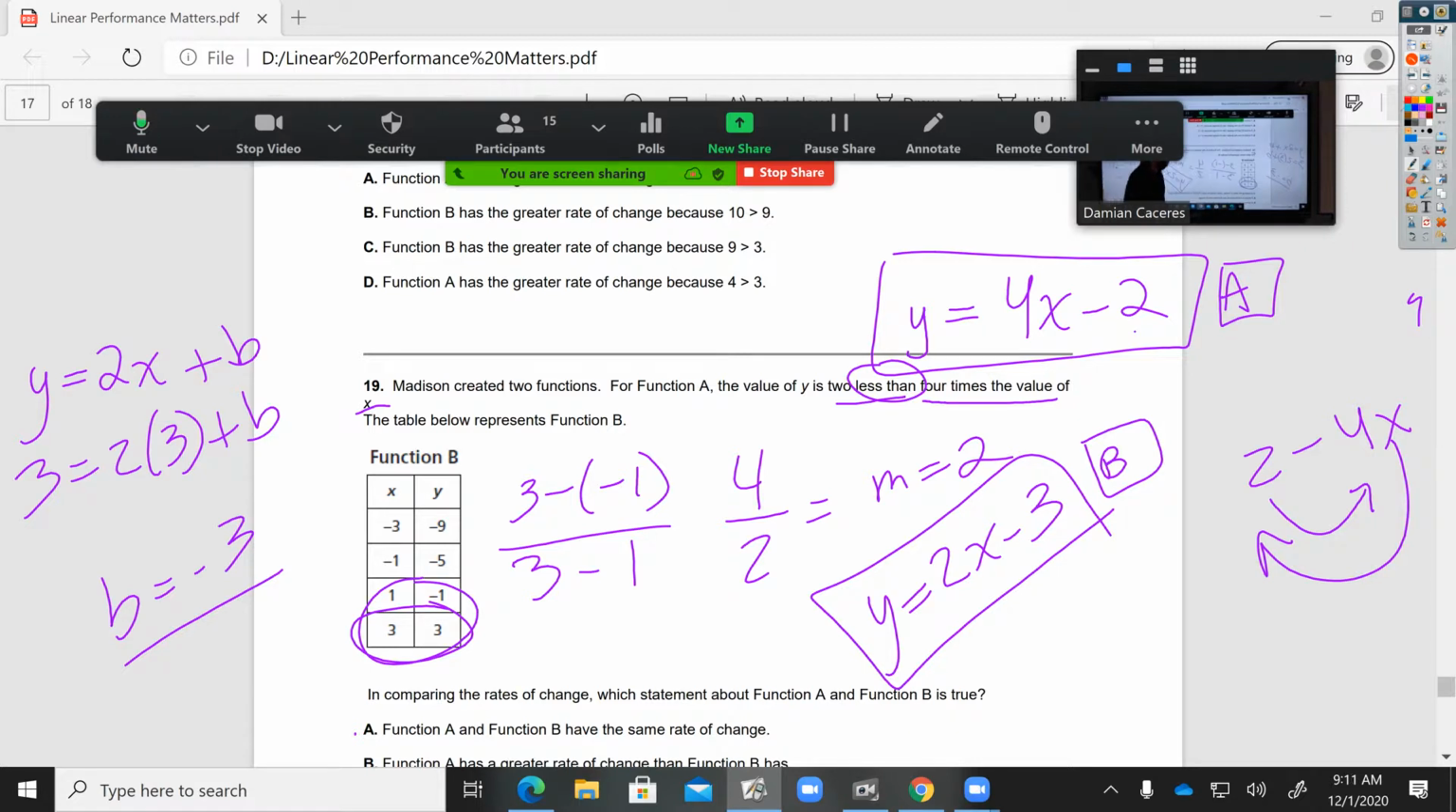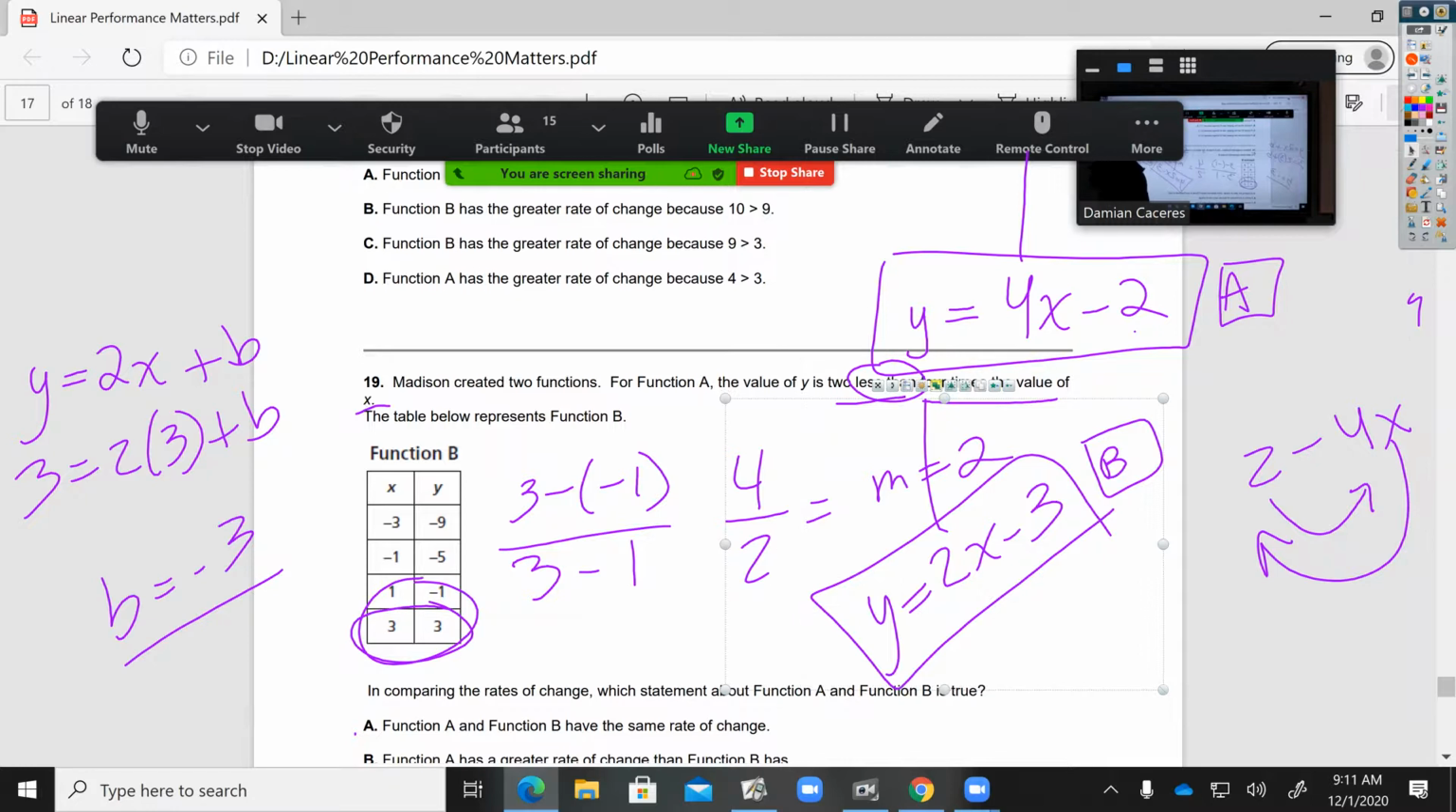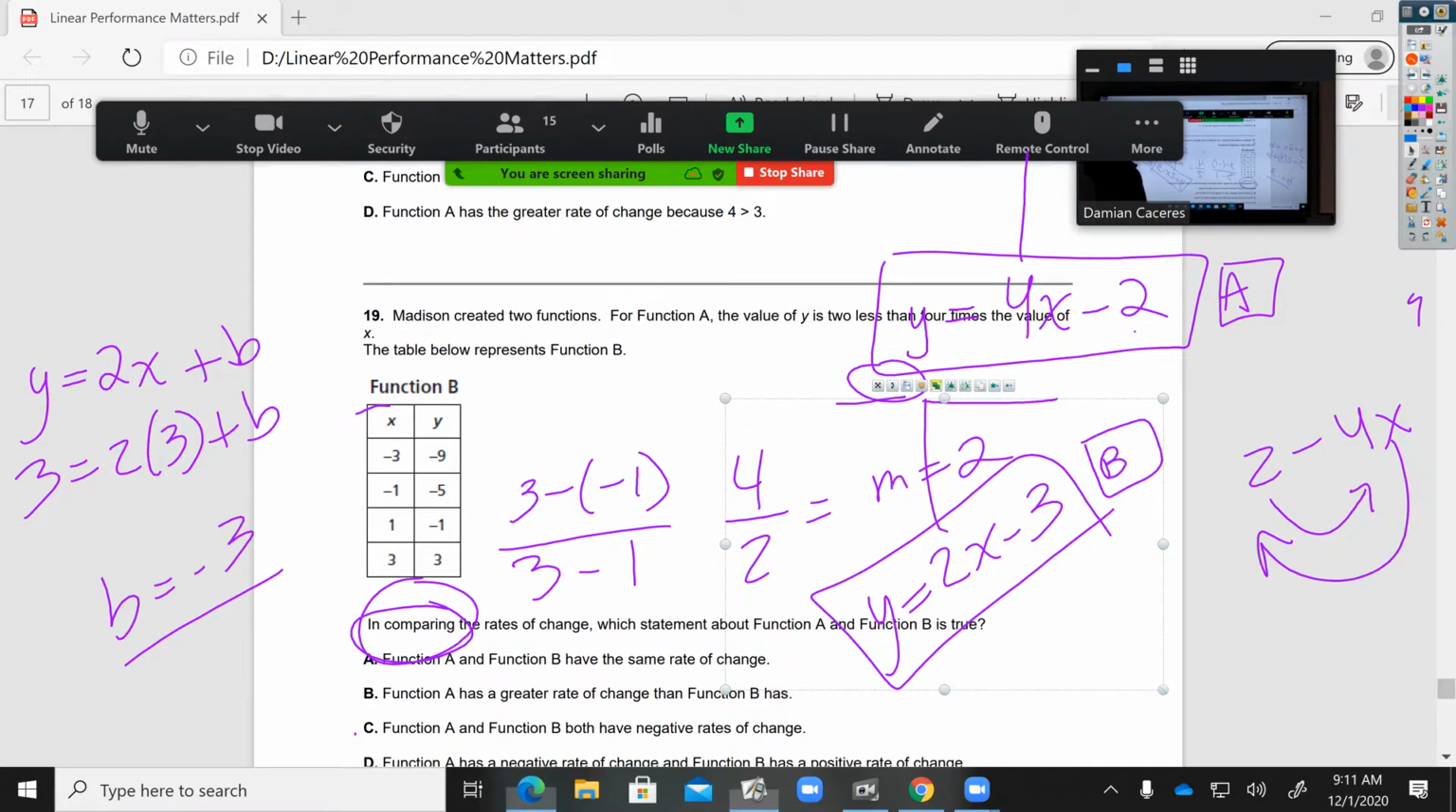Answer choice A says function A and function B have the same rate of change. Do they have the same slope? 4 and 2. No, they don't. So now we go to answer choice B. On answer choice B, it says A has a greater slope than B. A has a slope of 4, B has a slope of 2. A does have a greater slope than B, so the answer is B.